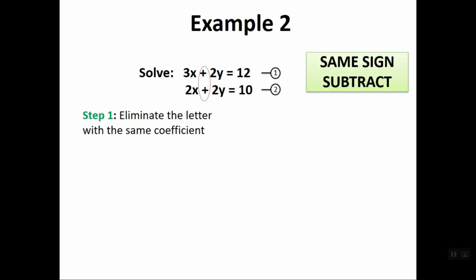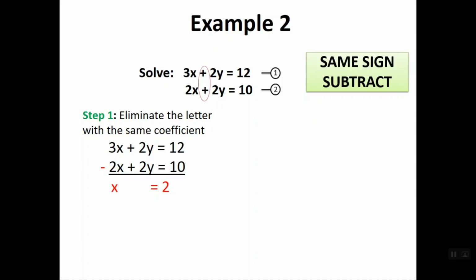So step 1 now is to eliminate the letter with the same coefficient. So in this case, I'm rewriting back my question. Now I have 3x minus 2x. That will just give me x. And then 2y minus 2y, we agree that that will give us 0, which is our aim anyway, to eliminate a variable. And now I have 12 minus 10, that will give me 2. So far I have x is equal to 2. Already I have the x by itself, guys. There's nothing for me to do here, so my life is even easier just now.